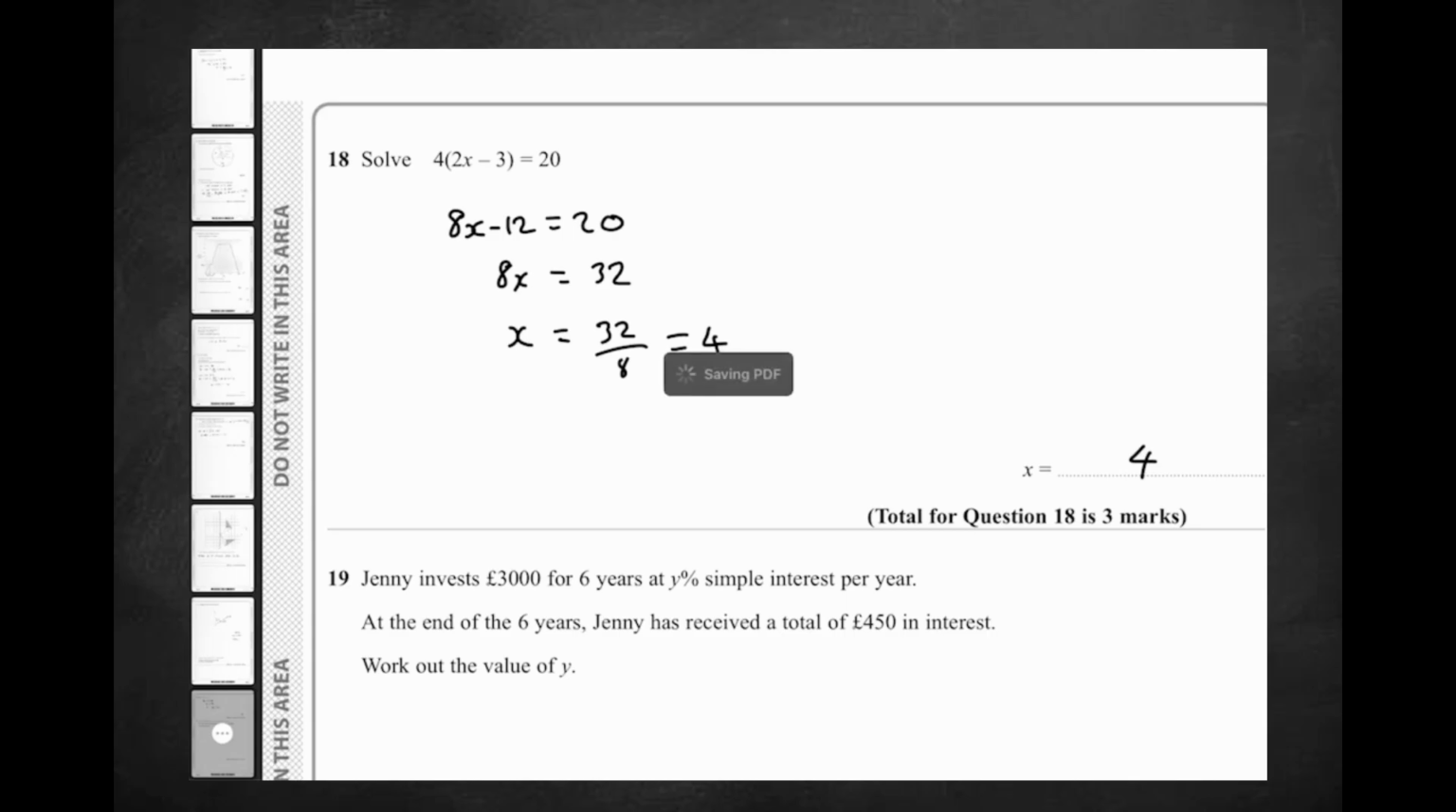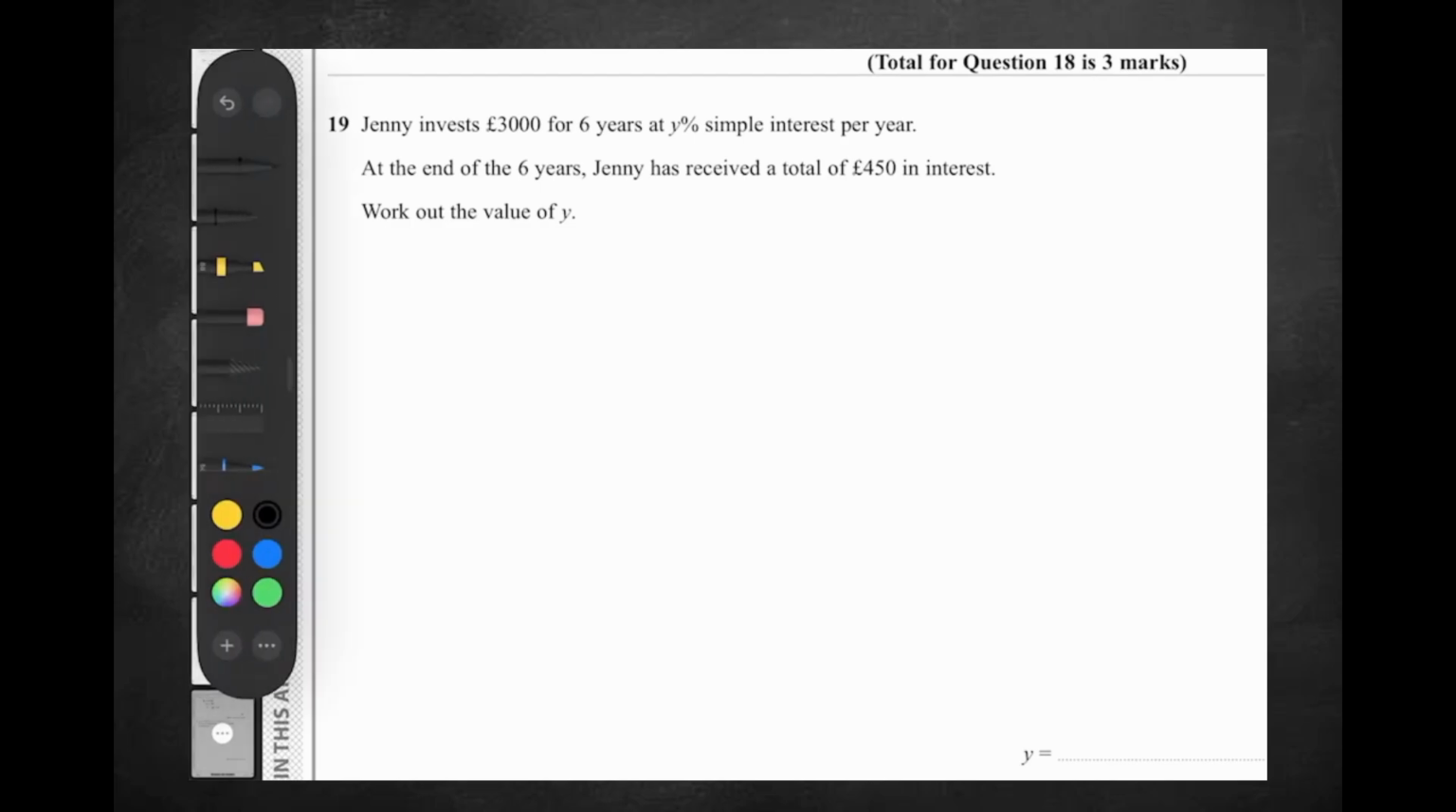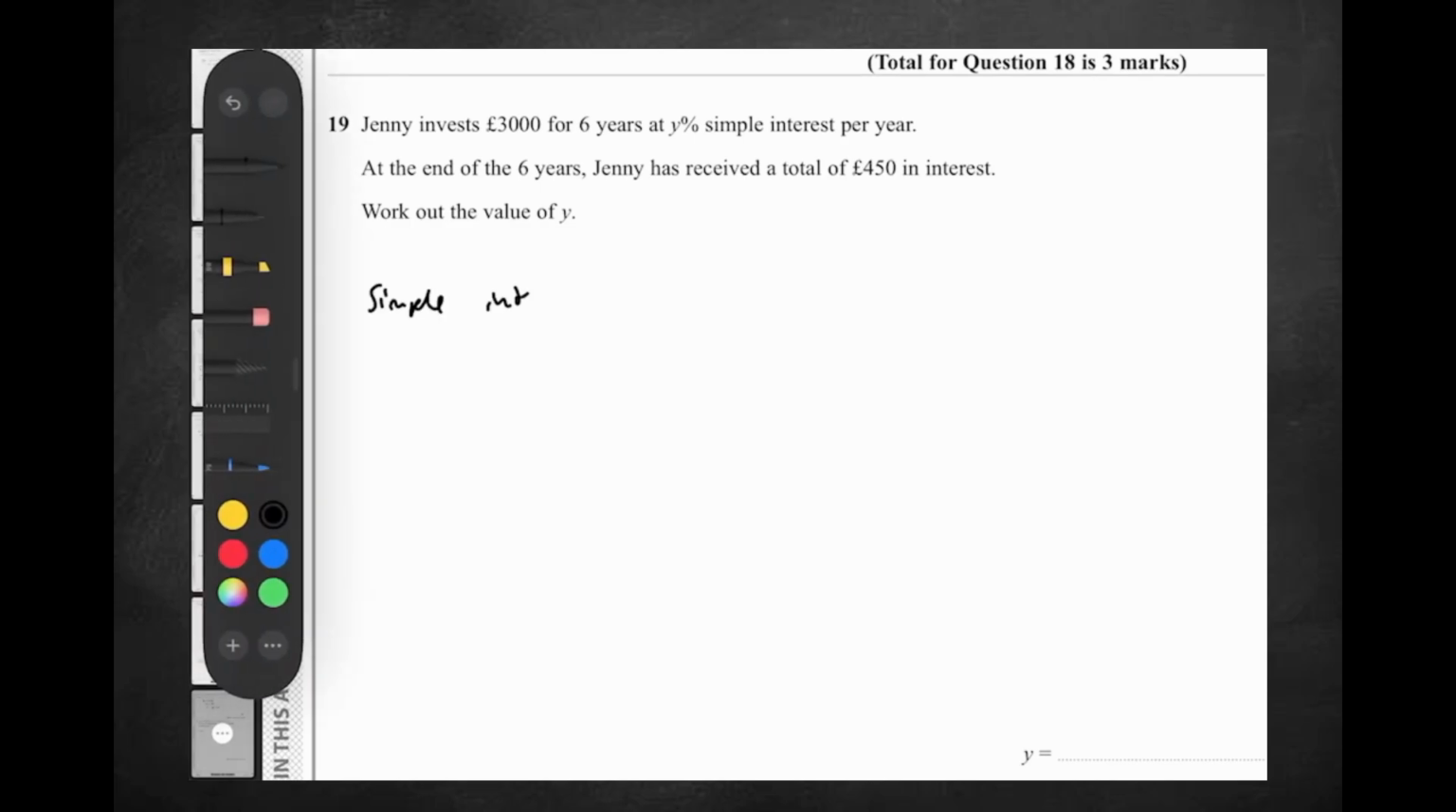On to question 19. Jenny invests £3,000 for 6 years at Y% simple interest per year. At the end of the 6 years, Jenny has received a total of £450 in interest. Work out the value of Y. So since this is simple interest, we know £450 over 6 years. Just put that in my calculator. 450 divided by 6 is £75 interest per year.